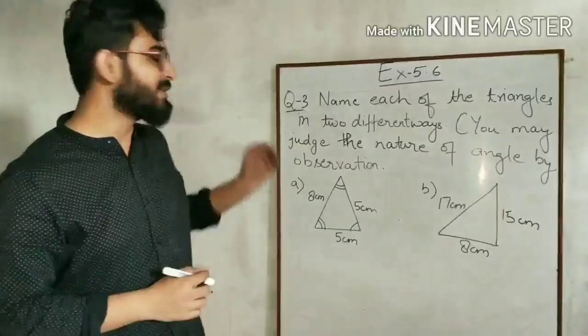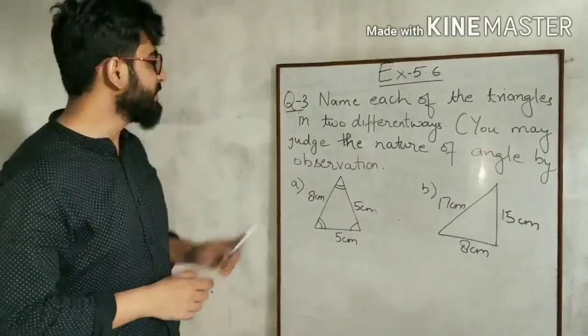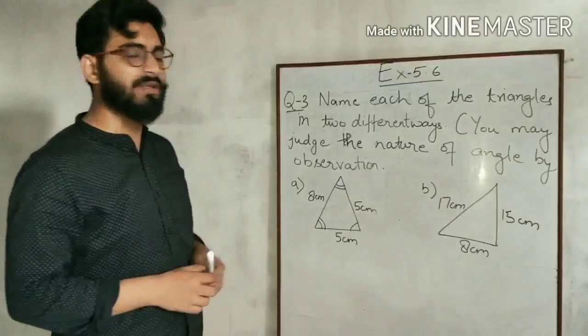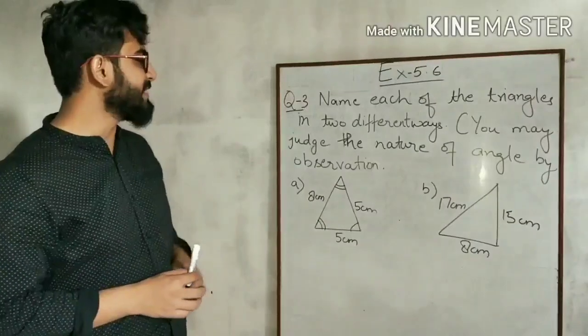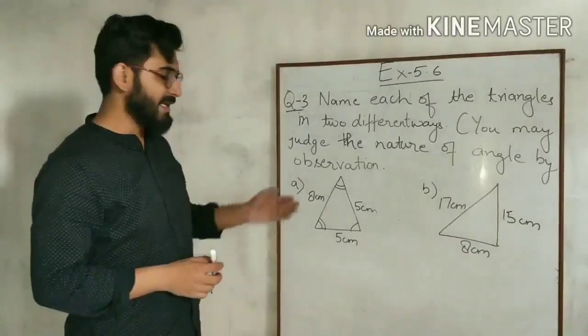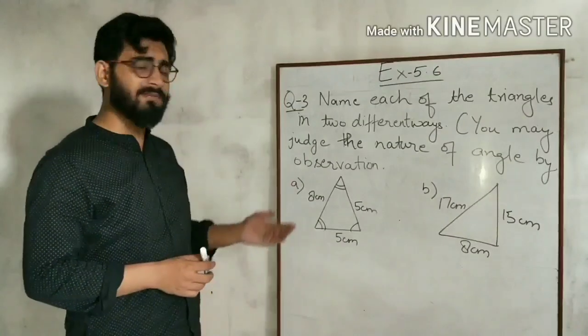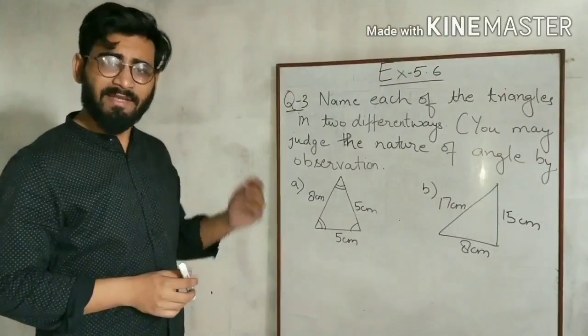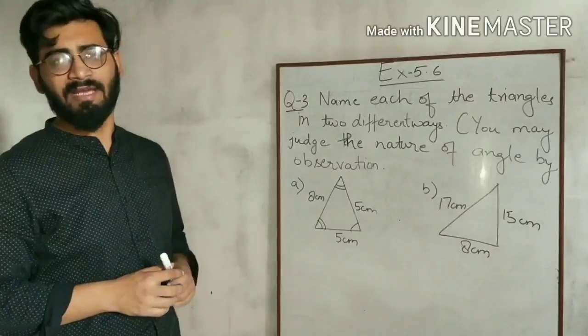Now we are going to do the third question. What is the third question? Name each of the triangles in two different ways. You may judge the nature of angle by observation. Triangles are given to us and we have to name these triangles on the basis of their sides and then on the basis of their angles.